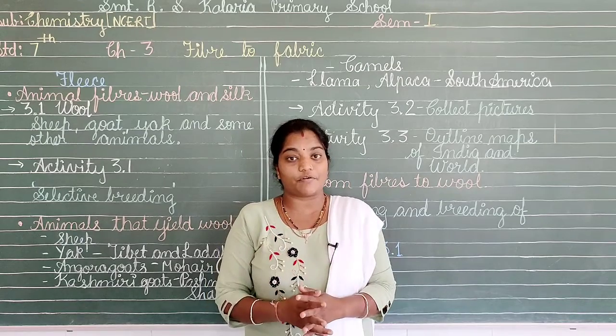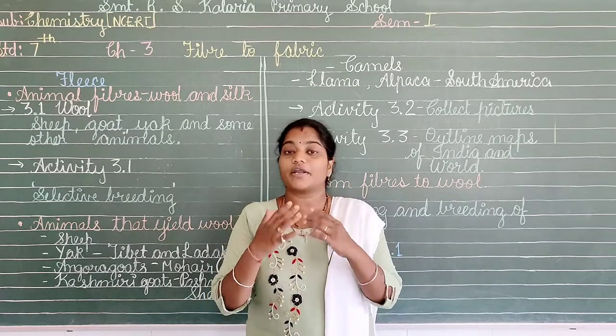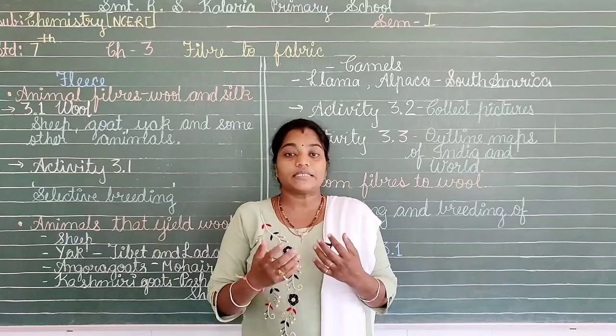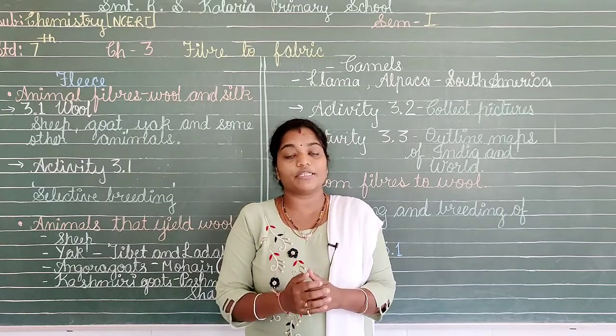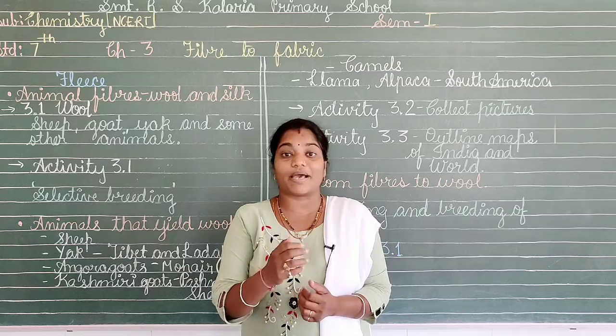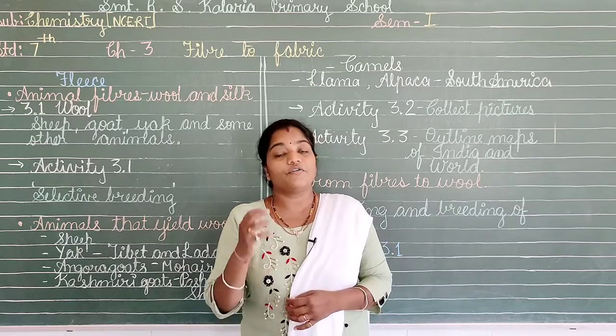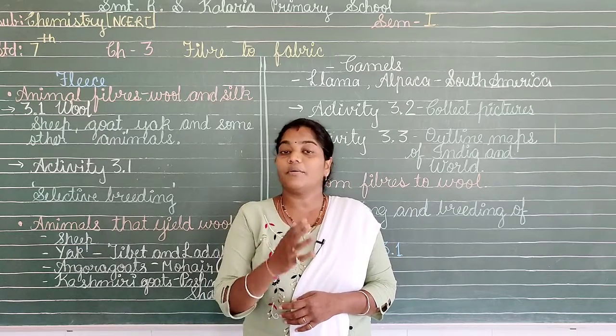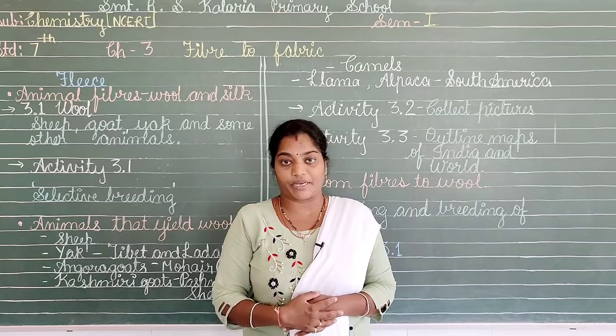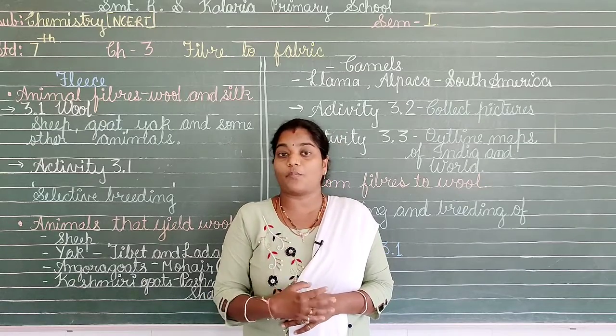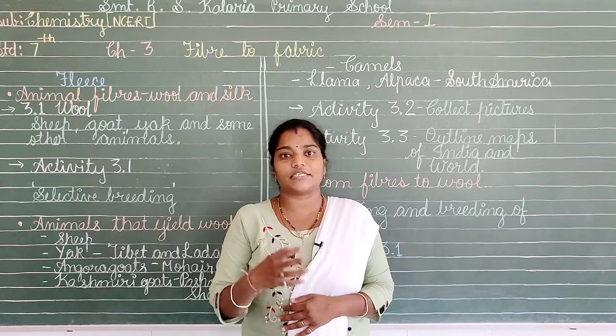Now how do we get the profit in that? If we are yielding more wool from a single animal. For that purpose we choose the parents of these sheep. We choose them and make them breed for a new offspring, and the offspring obtained by this is known as selective breeding.